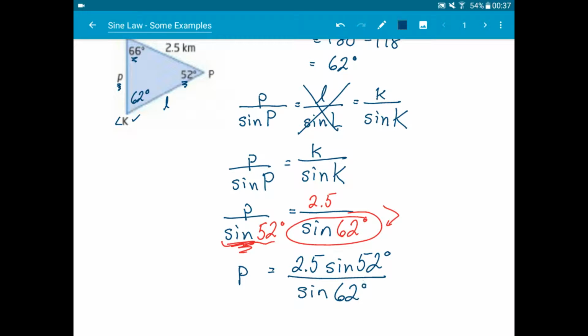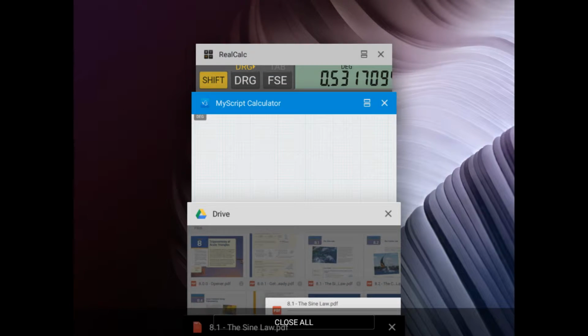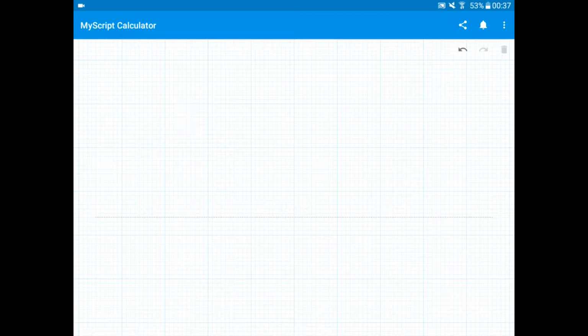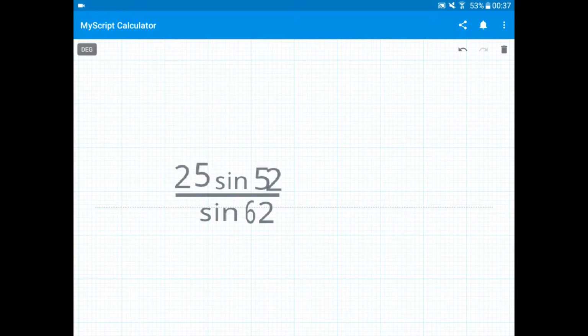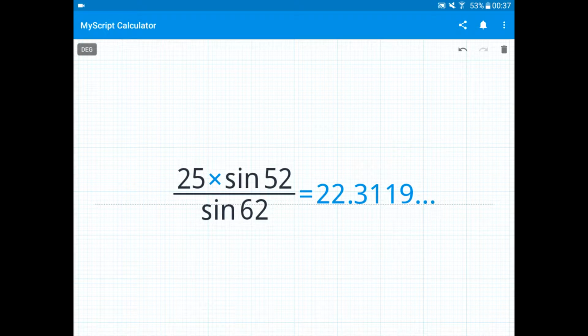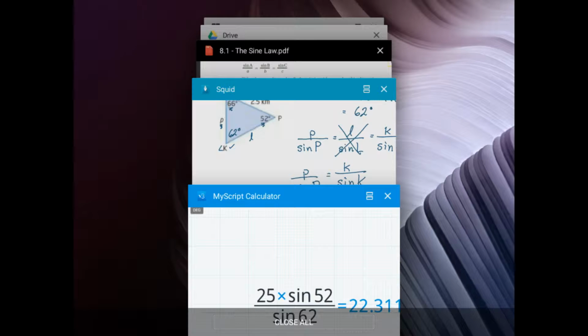over sine 62 degrees. Then you can do this all in one shot. 2.5 times sine 52, in your calculator, divided by sine 62 degrees, and you get the right answer. I'm going to do that all in one shot, so I just have to remember what the numbers are: 2.5, 52, and 62. Let's see if I remember those. I'll go over to my calculator. Nope, I think I've already forgotten. Well, let's see. So 2.5 times sine 52 over sine 62. Let's see if I remembered.